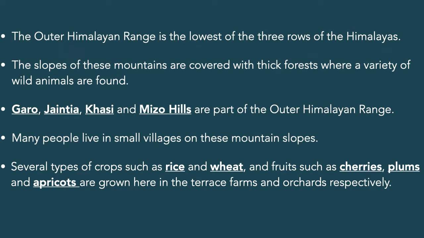Several types of crops such as rice and wheat, and fruit such as cherries, plums and apricots are grown here in the terrace farms and orchards respectively.